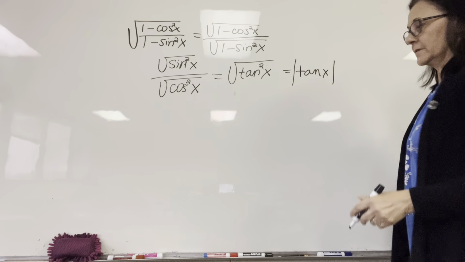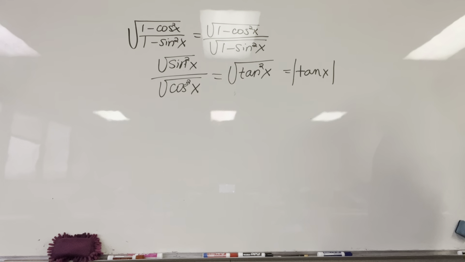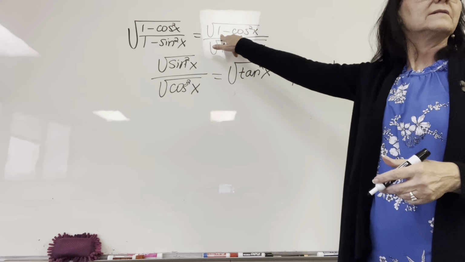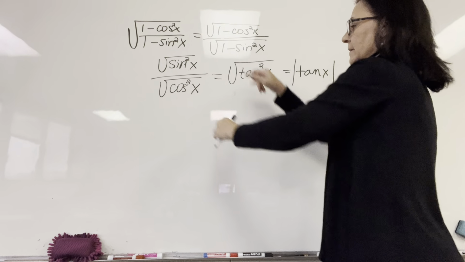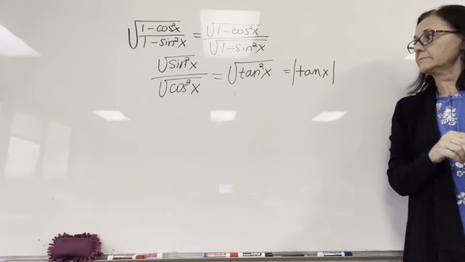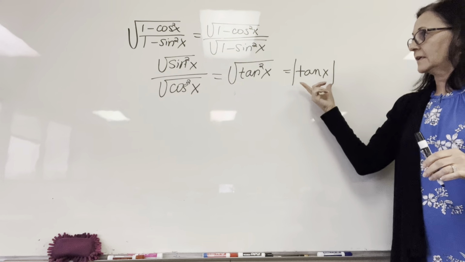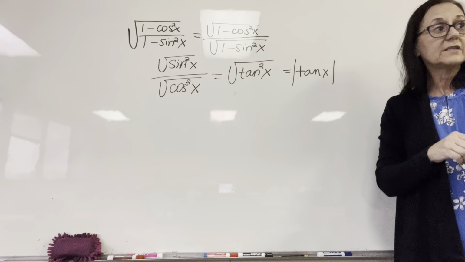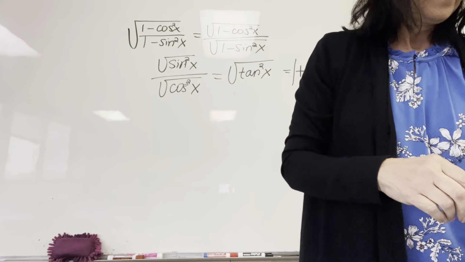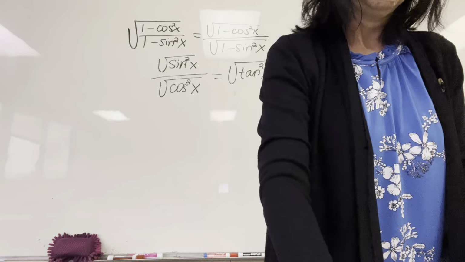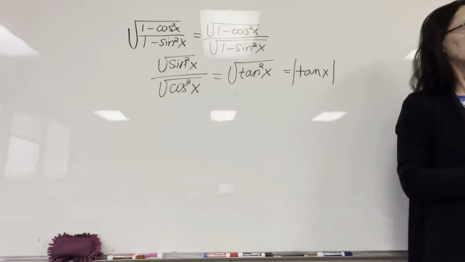Notice it's in absolute bars. Why would you put it in absolute? Where did the negative go? What's 1 minus cosine squared x? Sine squared x. And 1 minus sine squared x. Because when we take the square root of something, it's both plus and minus. That's why we have the absolute bars. Because regardless of what the tan is, when you multiply it by itself, it's always going to be positive. Will we have to do that on the test? No, you don't have to. You don't even have to do plus and minus. You can just leave it plus.